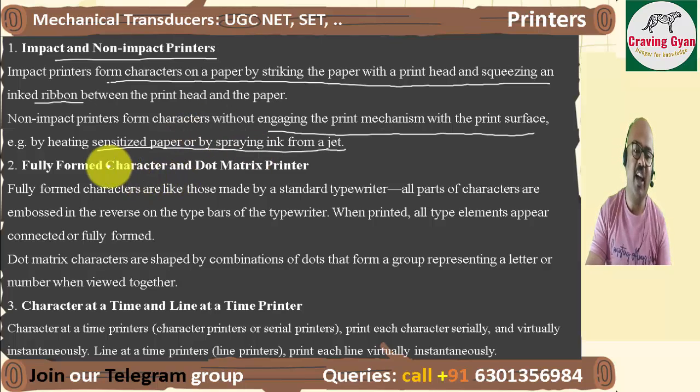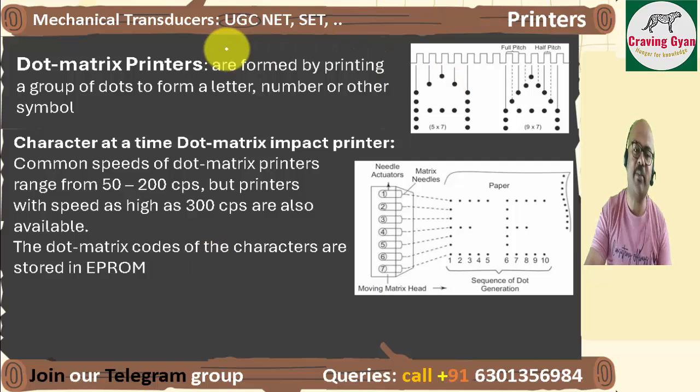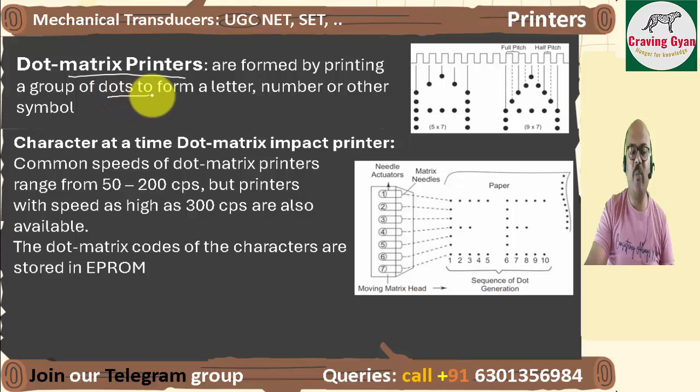Very important. Fully formed character and dot matrix printer. Character at a time and line at a time. What do you mean by this? Let me try to explain. In the case of dot matrix printer, you will be having a group of dots, going to form a letter, something like this. Based on the size of letters you want, you are going to take a printer: 5 x 7, 9 x 7. So if you want better clarity, you go for 9 x 7. If you want a larger size, you have to upgrade the printer.